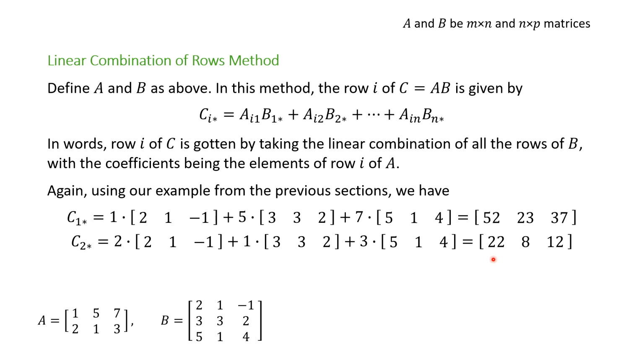Okay, so that's 4 different ways, really, if you count the standard way of multiplying 2 matrices together. And as I say, sometimes these come up in proofs, and it's useful to know how to do these in different ways.